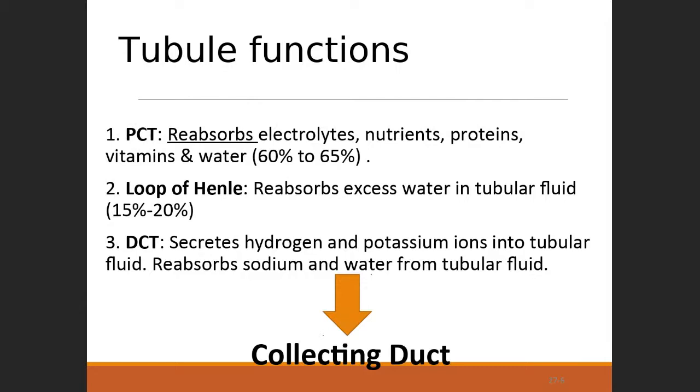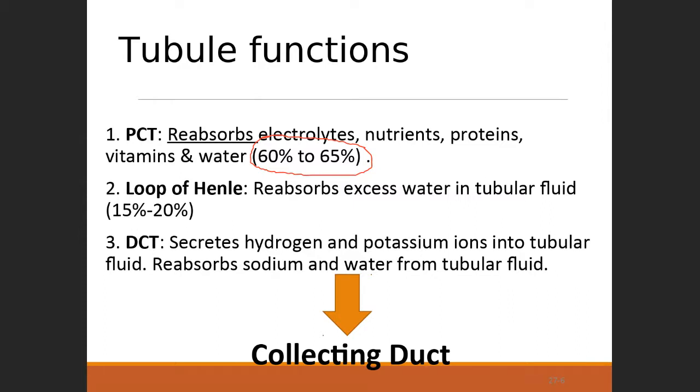At the proximal convoluted tubule, we see a great degree of solute reabsorption. In fact, that's where we see most reabsorption. Most of the solutes we filter at the glomerulus are immediately going to get reabsorbed across the wall of our proximal convoluted tubule.